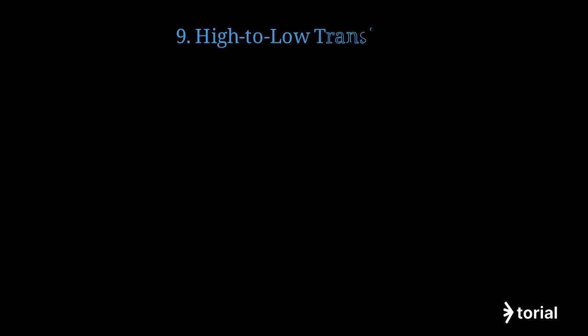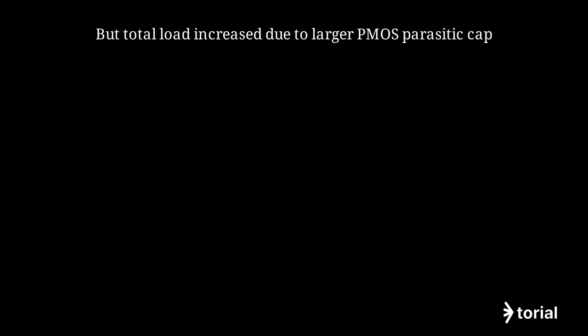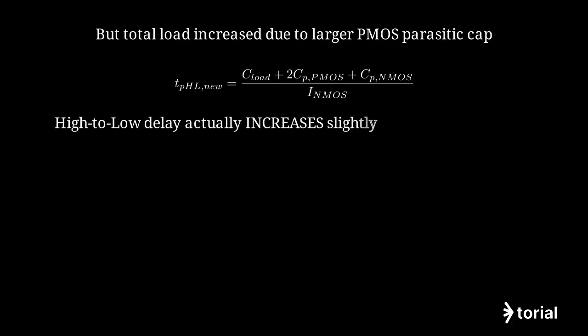Don't forget about the high to low transition with NMOS. Since NMOS width is unchanged, its drive current remains the same. However, the total load increased due to the larger PMOS parasitic capacitance. High to low delay now has increased PMOS parasitic capacitance but same NMOS current. This means the high to low delay actually increases slightly. Low to high delay improves while high to low delay worsens, creating asymmetric behavior.